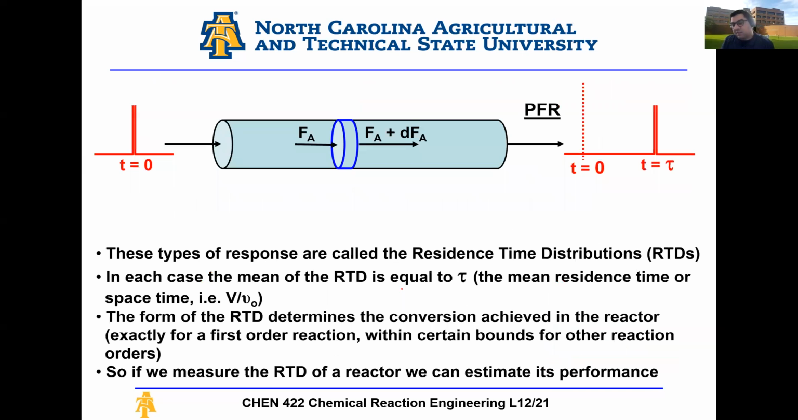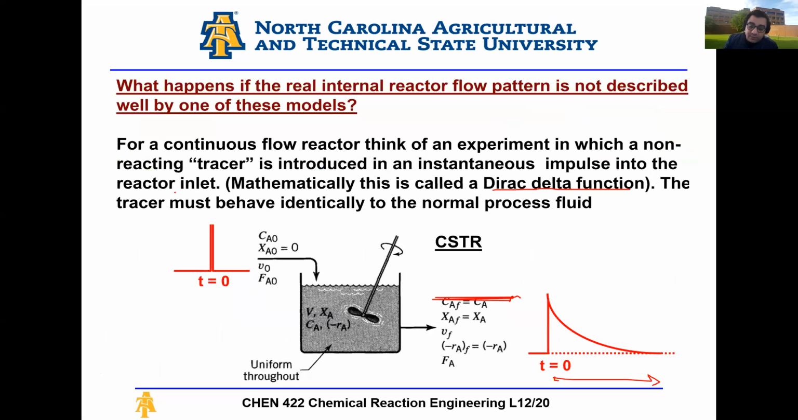Okay, let's look at the same experiment, however, when done in a PFR. And these types of responses are called residence time distributions. In each case, the mean of the residence time distribution is equal to tau. Okay, so the average, let's go back here. The average of the signal here, let's say the average will be somewhere here, right? This will be my space-time of the CSTR.